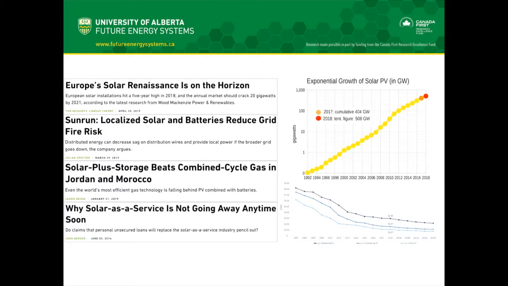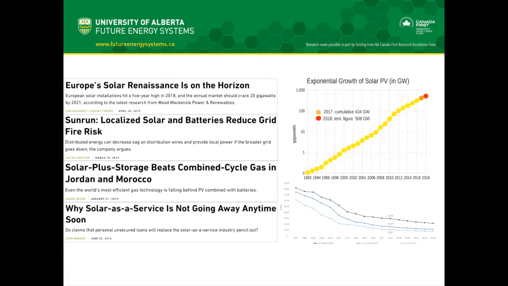The motivation of our work is what you see in the news. A new renaissance for Europe, which is for solar generation, and also the reduction in fire risk by solar plus battery storage systems. Also, solar plus battery actually beats combined cycle gas as a conventional approach for energy generation. And also, we see that solar as a service is getting more popular. Solar as a service means that companies hire a rooftop of the customers and then install the solar panels to generate energy, and the customer may or may not purchase that.